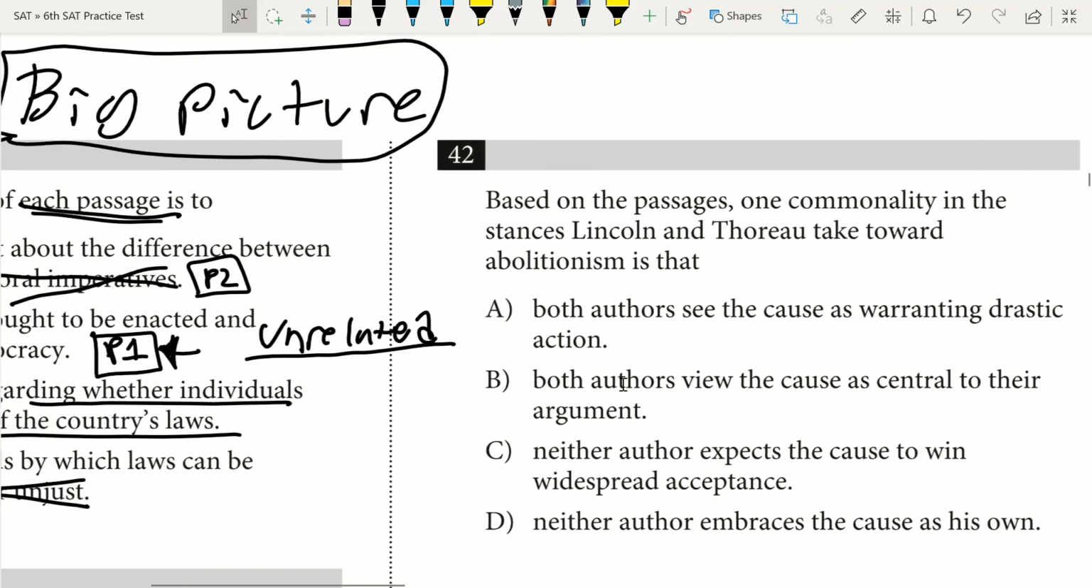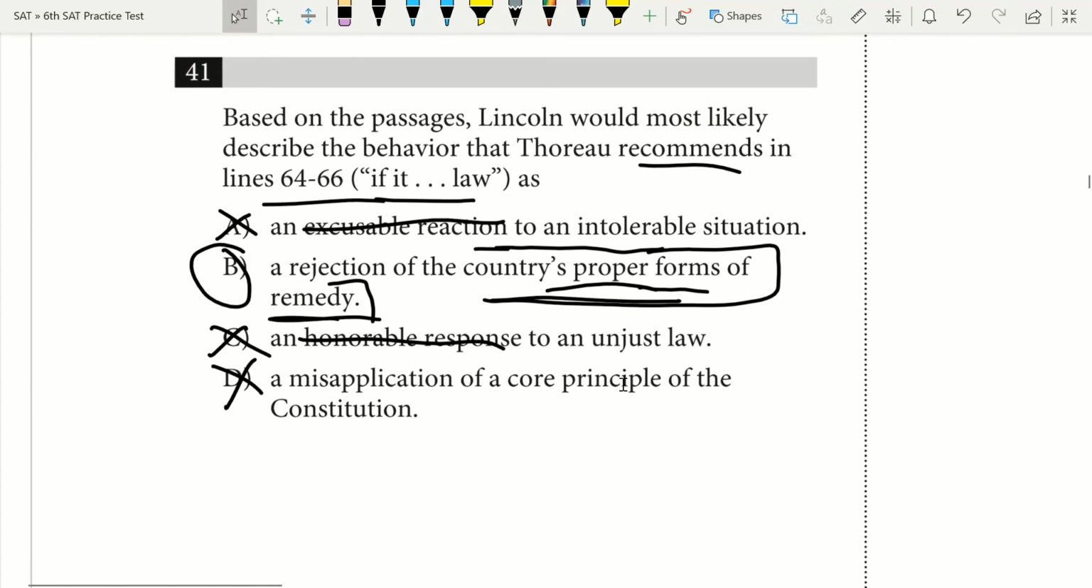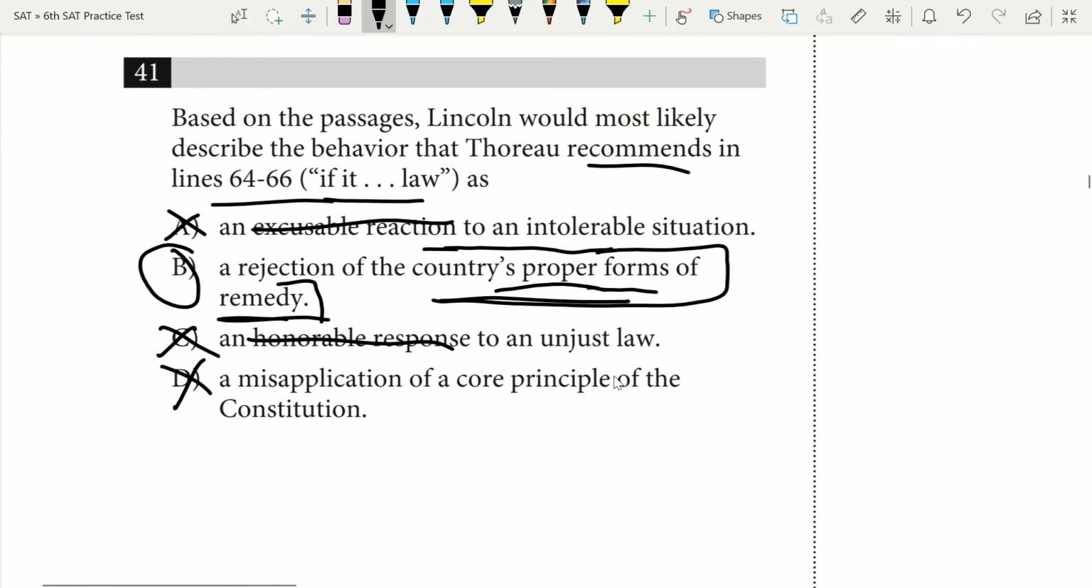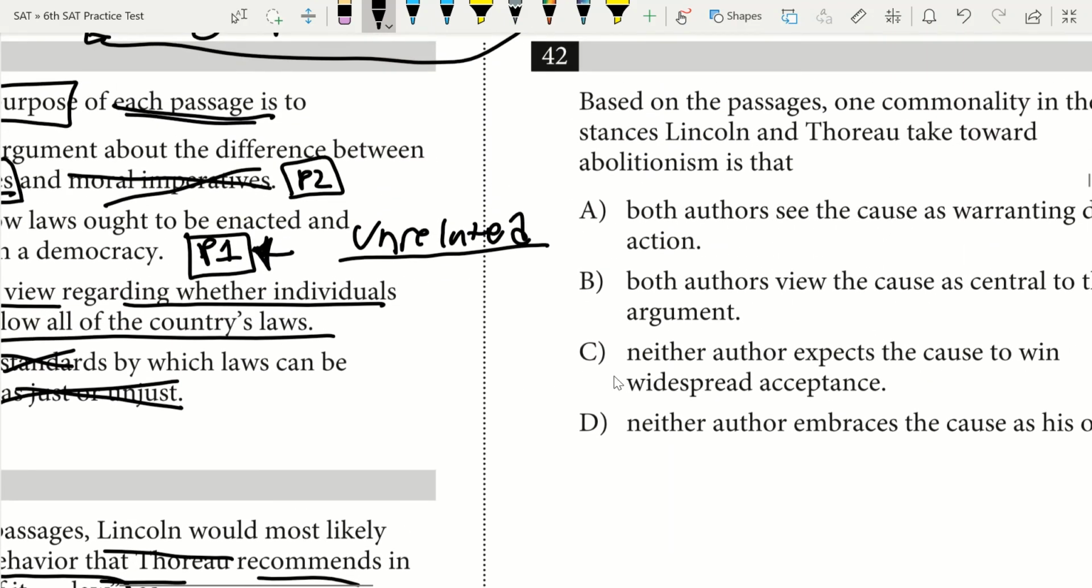42. As far as question type, did I get one on that? I'll go ahead and put it in now. 41, question type. Based on passages, Lincoln most likely described the behavior. Okay, this is an inference question. Right? How do I know if it's an inference question? Because it's asking me to infer what Lincoln would respond to Thoreau's statement as. Okay, so I'm really inferring based on the text. So that is an inference question.